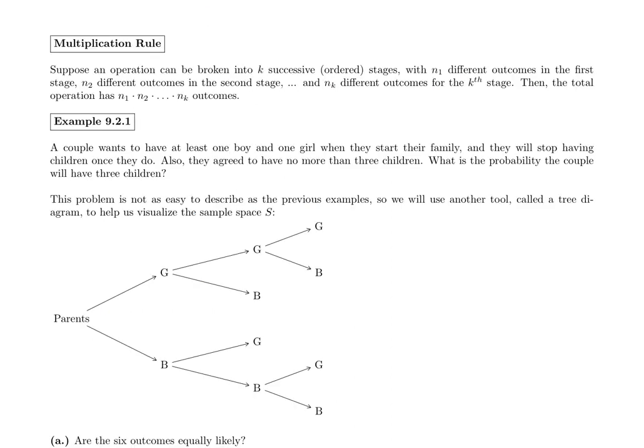Much like we have had rules for simplification within sets, simplification within logic, simplification within Booleans, we also have some rules for simplification and computation with probability. So the first rule I wanted to look at is the multiplication rule, which says suppose an operation can be broken into k successive ordered stages with n1 different outcomes in the first stage and n2 different outcomes in the second stage, all the way up through n sub k different outcomes for the kth stage. Then the total operation has n1 times n2 times all the way out to n sub k outcomes.